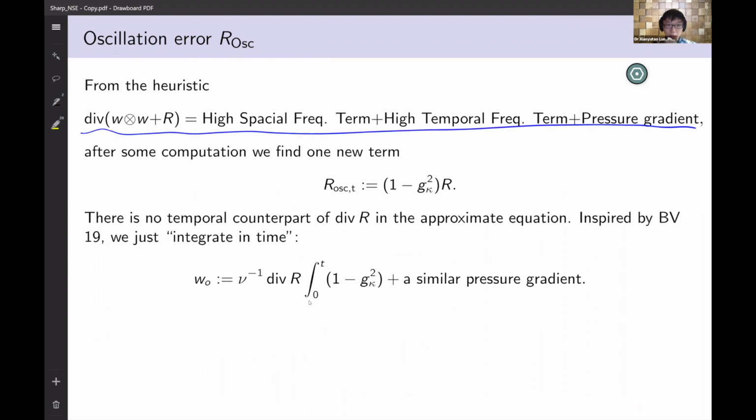If you recall this heuristic, right? So high spatial frequency plus high temporal frequency. And in fact, you notice that this term is exactly equal to this, because of the introduction of this intermittent factor G kappa, and because G kappa, right, we recall has square mean 1. So this factor has very high temporal frequency, because G kappa oscillates with a period of mu minus 1 in time, right? So this term oscillates much faster than this R. That's why I call this a high temporal frequency term.